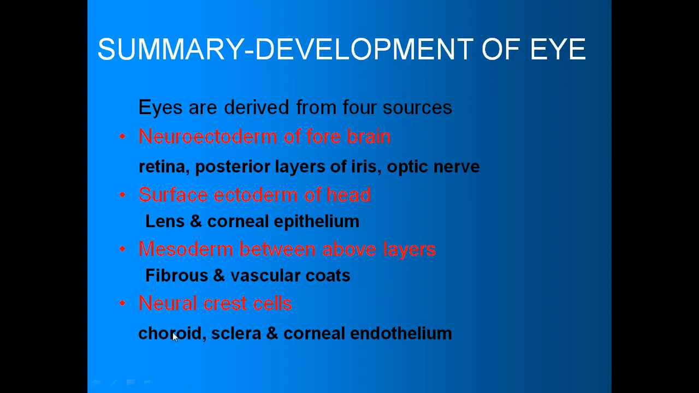The neural crest cells contribute to part of the choroid and the sclera and the corneal endothelium. This is 100%. For these two, some authors tell they are derived from mesoderm, some authors tell they are derived from neural crest. Partly both authors are correct.